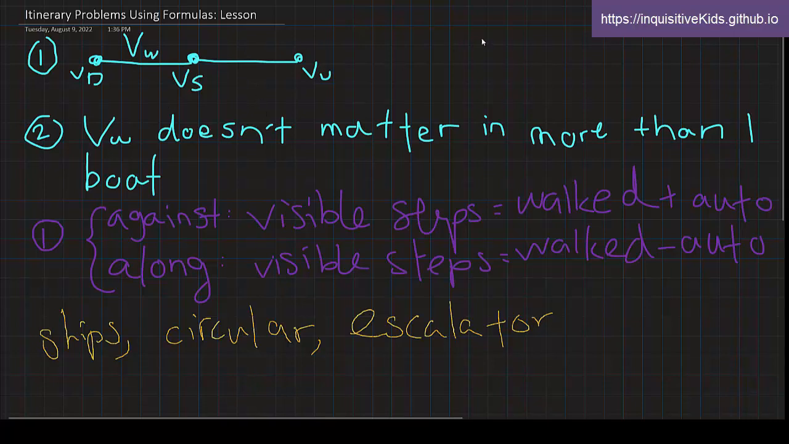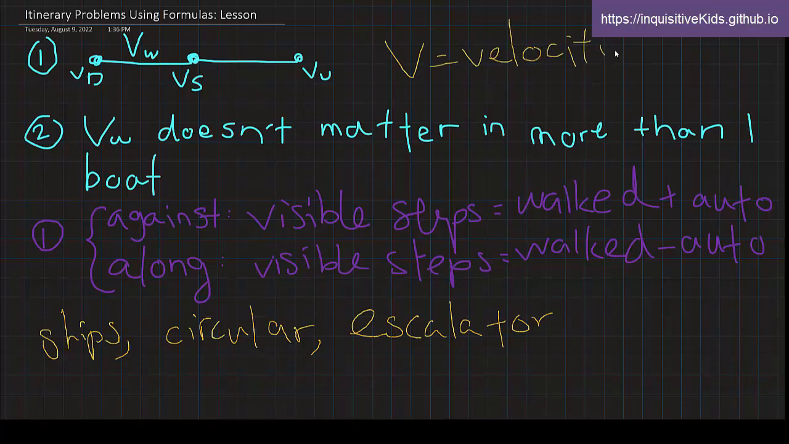In V over here, V stands for velocity. So a lot of times you'll see me write V at its bottom right corner. So this represents the velocity of the water. W stands for water. This is velocity of going downstream, velocity of just being in still water, and velocity of going upstream. So the ship's own speed in still water is right in the middle, right?